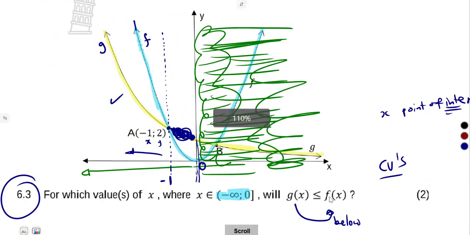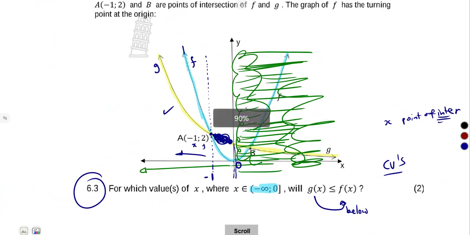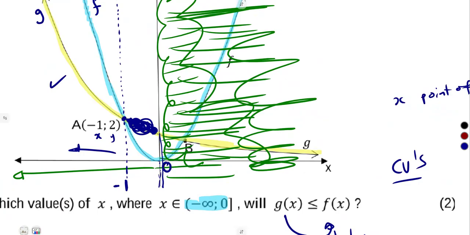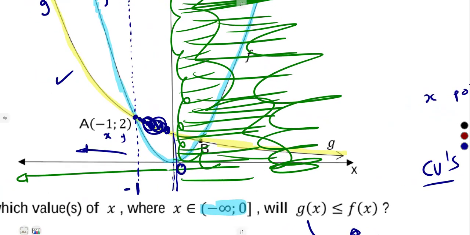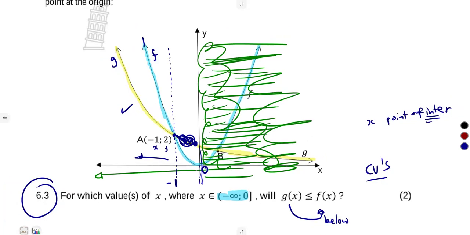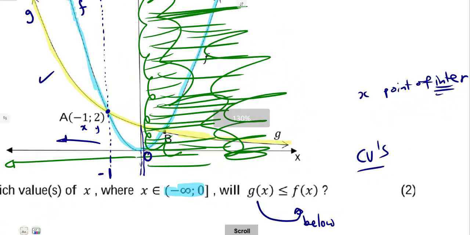Our condition is that g(x) must be below. So meaning to say, from that part that we are given, from -1 up to 0, we're not going to consider that one. We're not going to take that one. It opposes what we want. It is not part of our solution. This region that we are having here does not satisfy because g(x) is now on top of f, which we do not want.